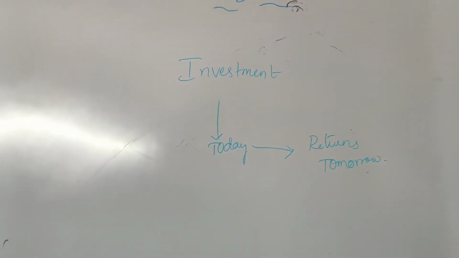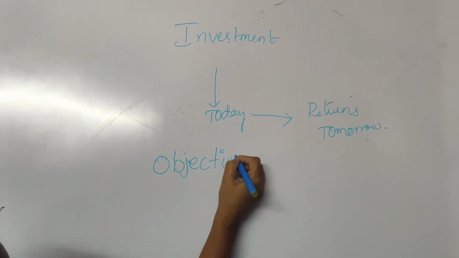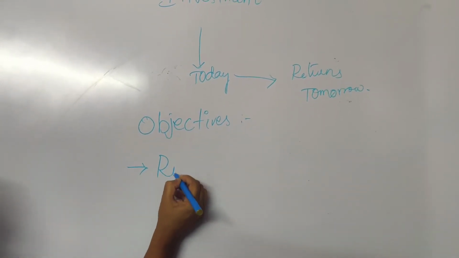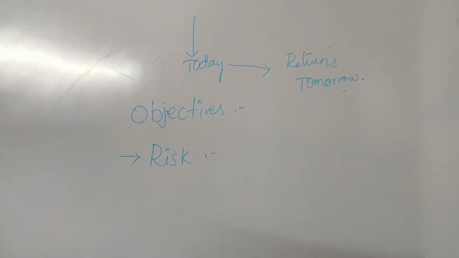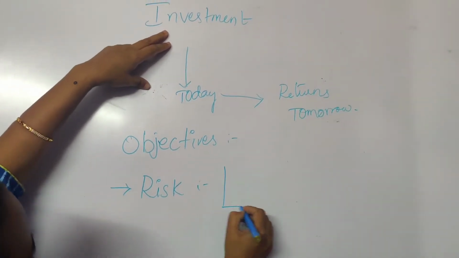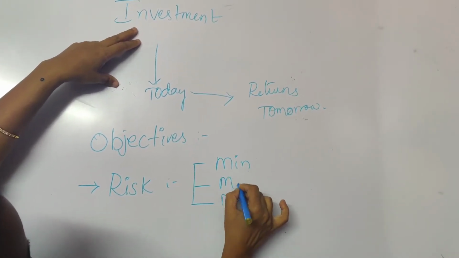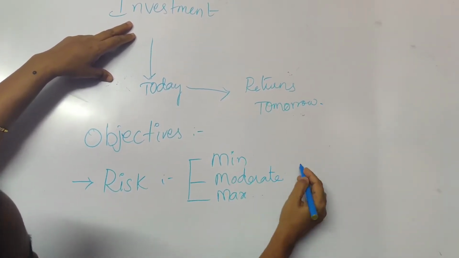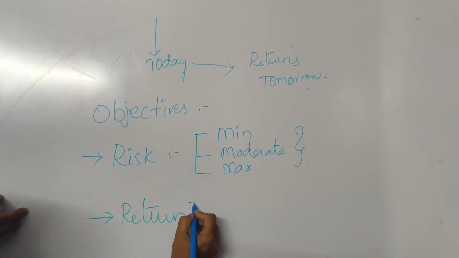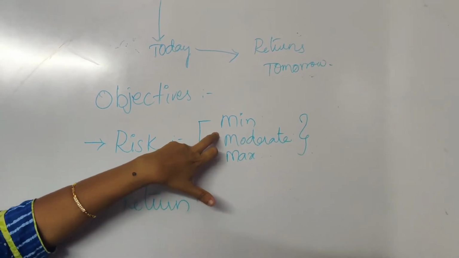So before making the investment, the investors will have certain objectives. What are the objectives of investment? First one is risk. The investor will assess what risk is involved in this investment, whether it is minimum risk, maximum risk or moderate risk. Based upon the risk factors, his expectation for return will be there. That is the reason he will first think of what risk is involved in a certain investment.